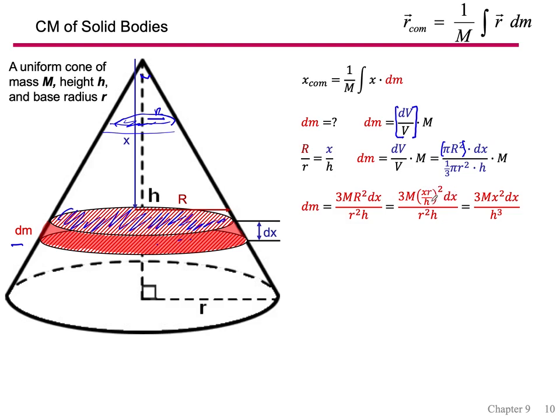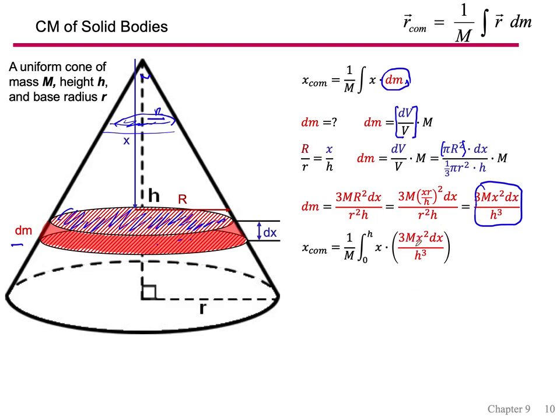And then if you simplify it, some nice things happen. Small r squared actually cancels, and I end up just with an h cubed down below here. But 3 total mass x squared dx over h cubed. Now I can go back to this original equation right here and plug in my dm. So now I know this is equal to dm. I can plug that in place of dm down here. So dm becomes this whole thing.